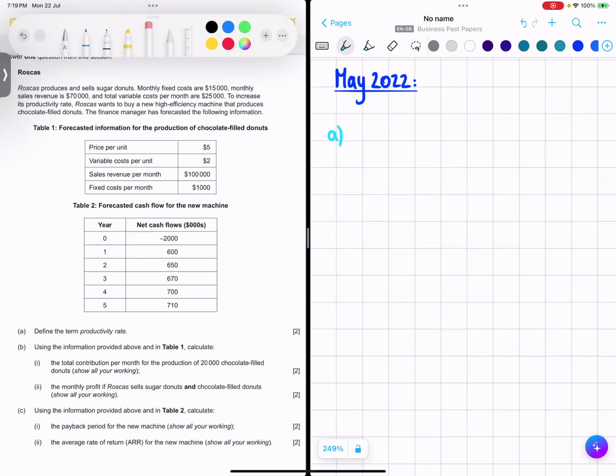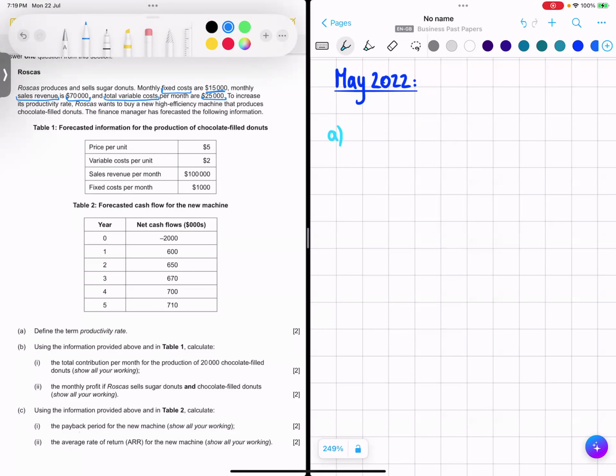So let's begin. We have to actually read the case first before reading the questions. So first we have this business called Rosgas. Rosgas produces and sells sugar donuts. Monthly fixed costs are 15,000. So this is fixed costs, very important. Monthly sales revenue is 70,000 and total variable cost per month is 25,000.